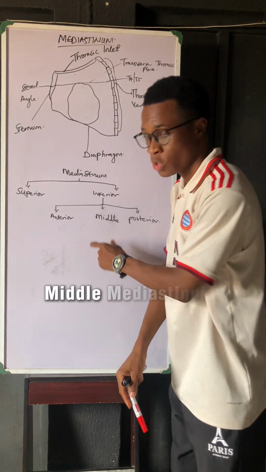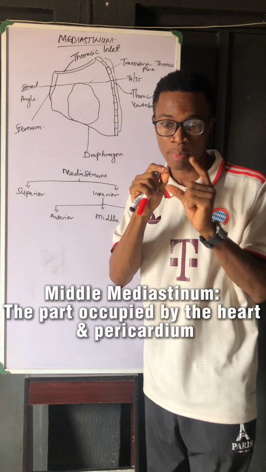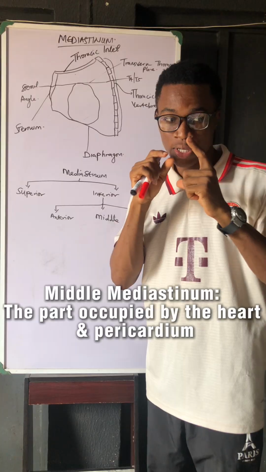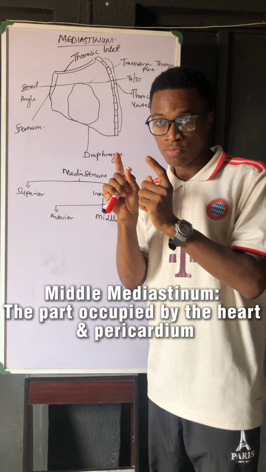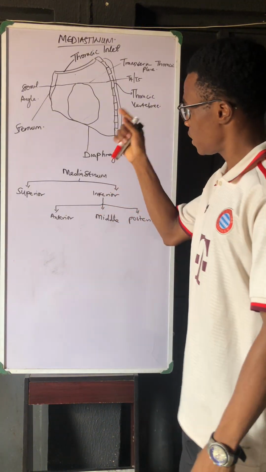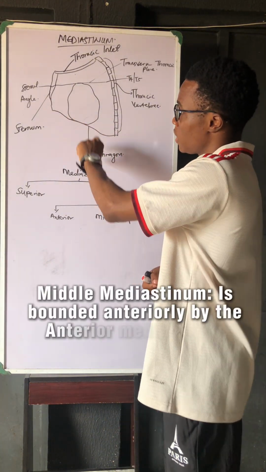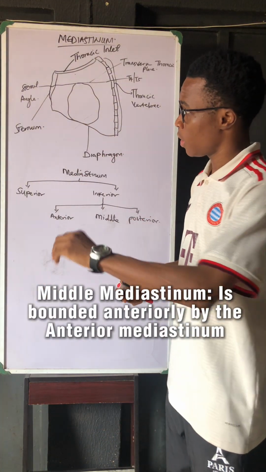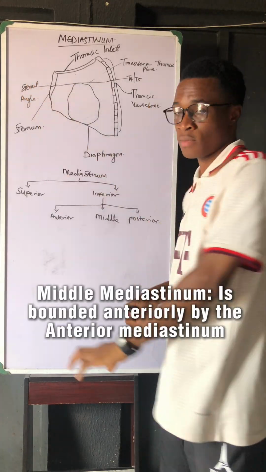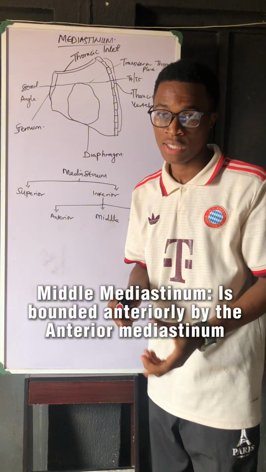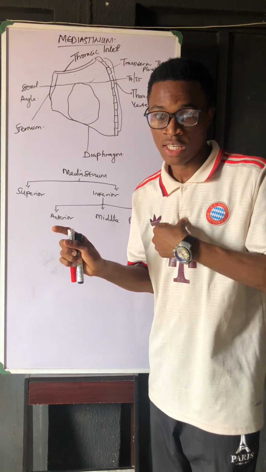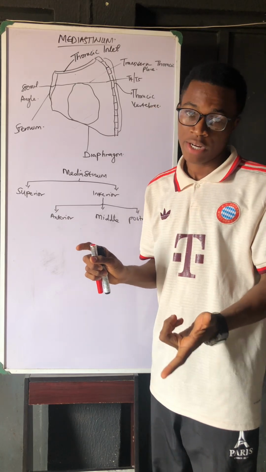Then the middle mediastinum is that major compartment where the major thing located is the pericardium and its content, which is mainly the heart. This middle mediastinum is bounded anteriorly by the anterior mediastinum, or you can talk about the sternopericardial ligament, the ligament that connects the sternum and the pericardium.